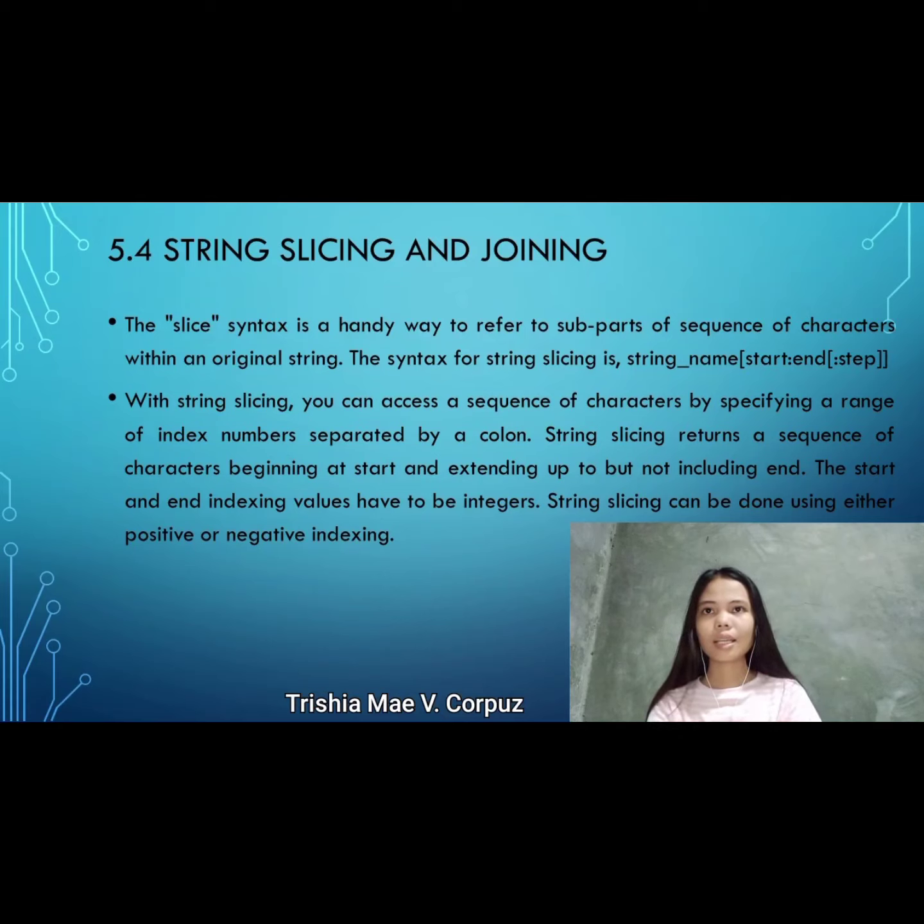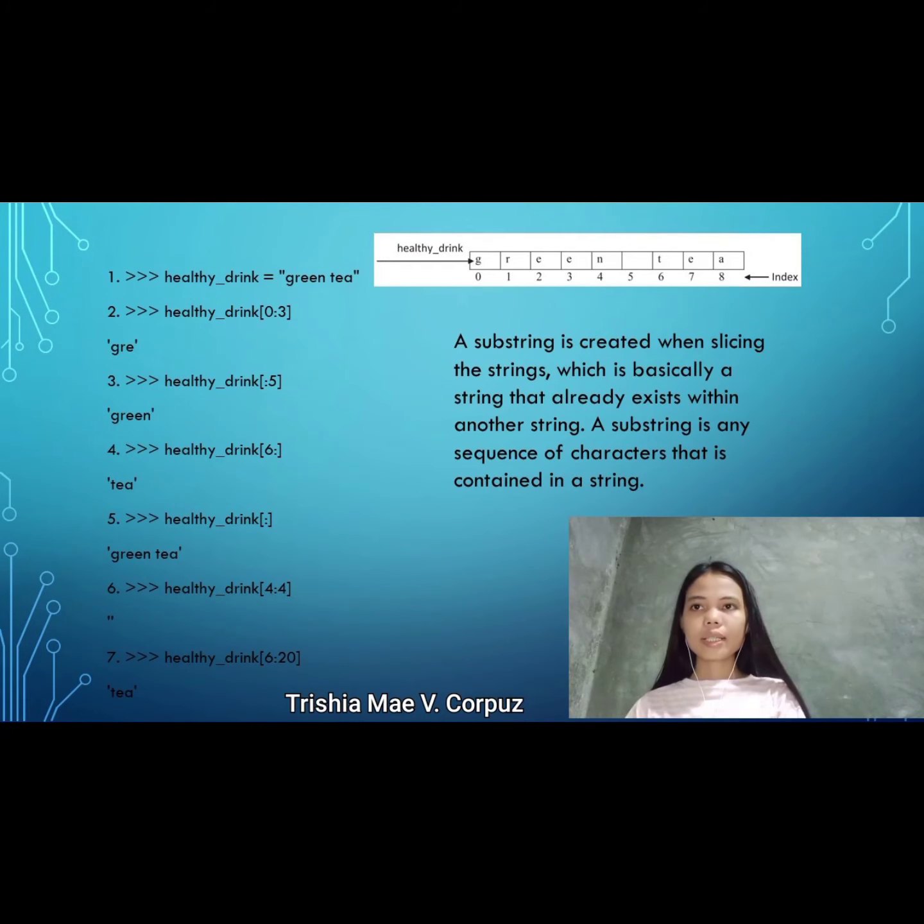So, the start and end indexing values should be integers. You can use positive indexing or negative indexing. A substring is created when slicing strings, which is basically a string that already exists within another string. A substring is any sequence of characters that is contained in a string. In this example, the string green tea is assigned to the variable healthy_drink. And when you do the slicing, you can create or extract a sequence of characters, or substring.